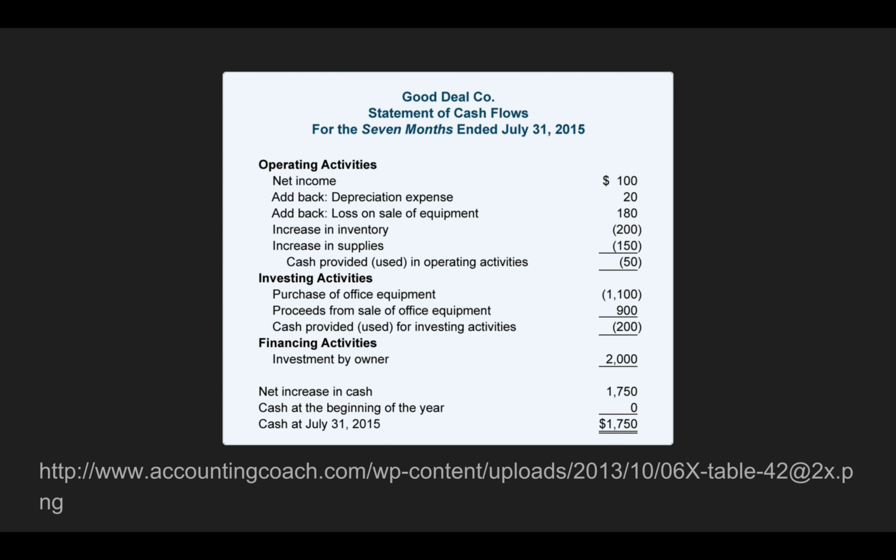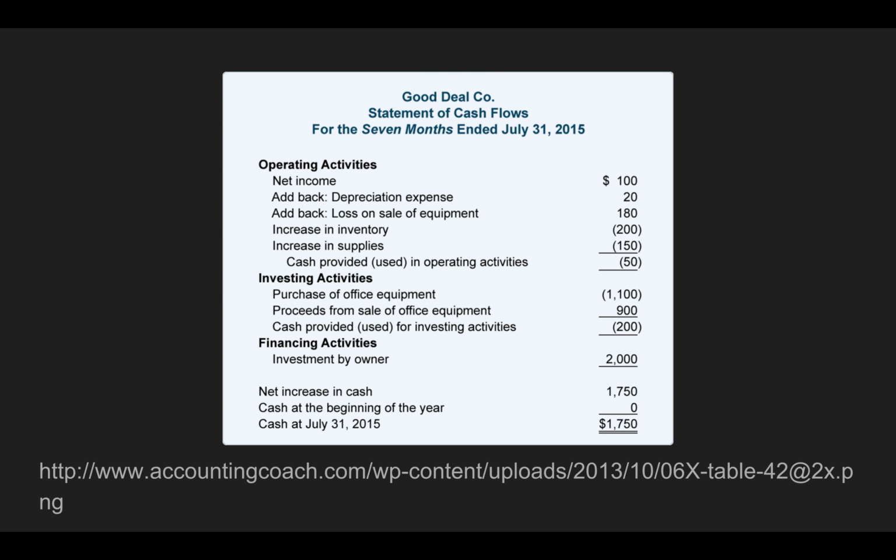So here is another statement of cash flows. Again, this is the 7th month. So this is July 31st. So operating activities, net income 100, add back depreciation expense 20, loss on sale of equipment. Interesting. So they sold some equipment and they took a loss and they added that back in. Their inventory went up by a lot in this period. Their supplies went up by a lot. So at the end of the day, the cash used in operating activities was 50.